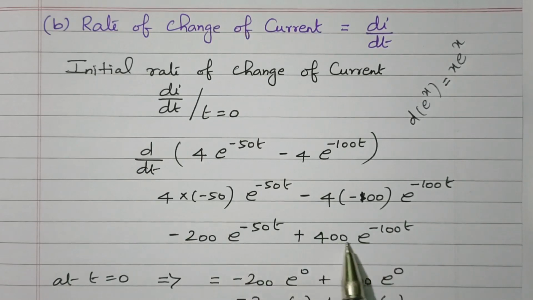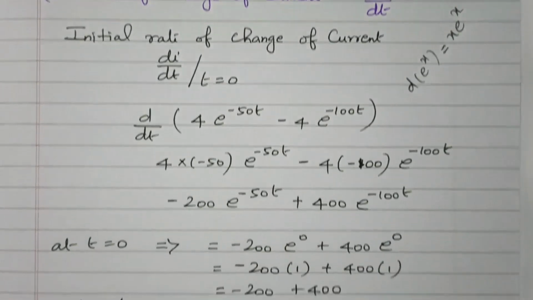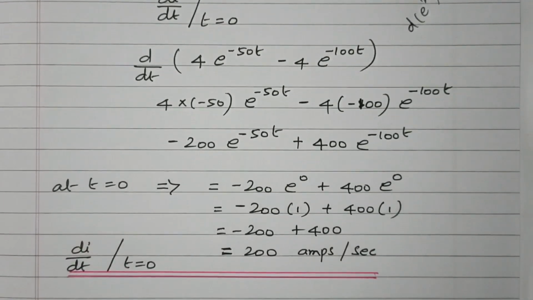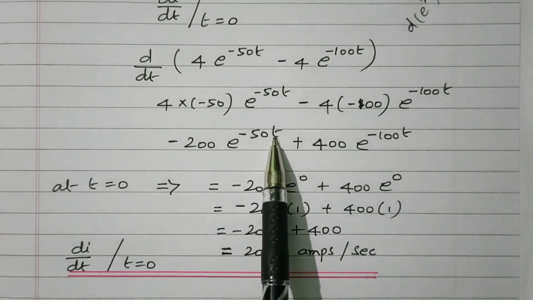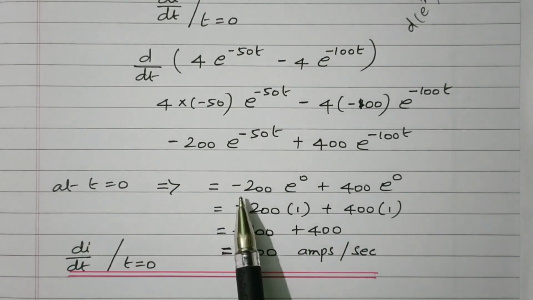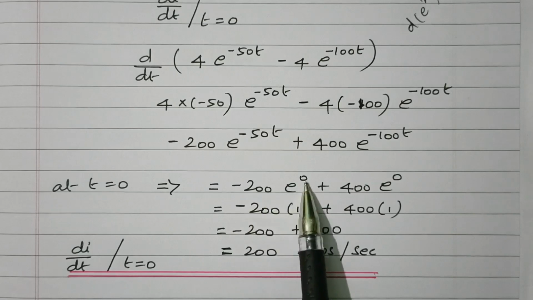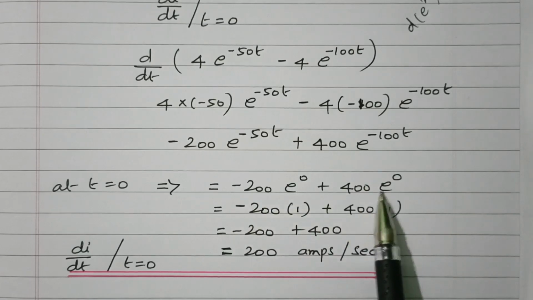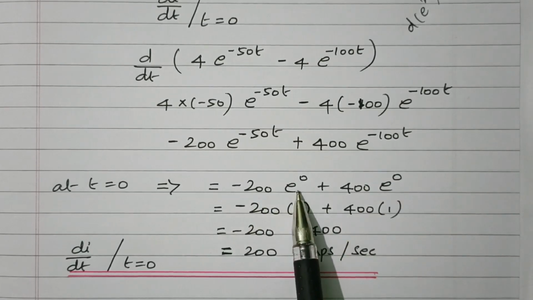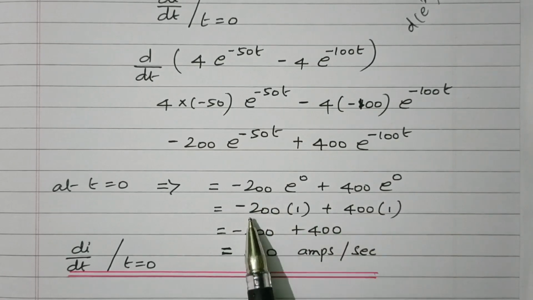So this is the differentiation of the current equation. Now we need to substitute t equal to 0, so that we get the initial rate of current. For the t value we substitute 0. So minus 200 e power 0 plus 400 e power 0. We know that e power 0 is 1. So minus 200 plus 400. So totally it is 200 ampere per second. So the initial rate of change of current is 200 ampere per second.